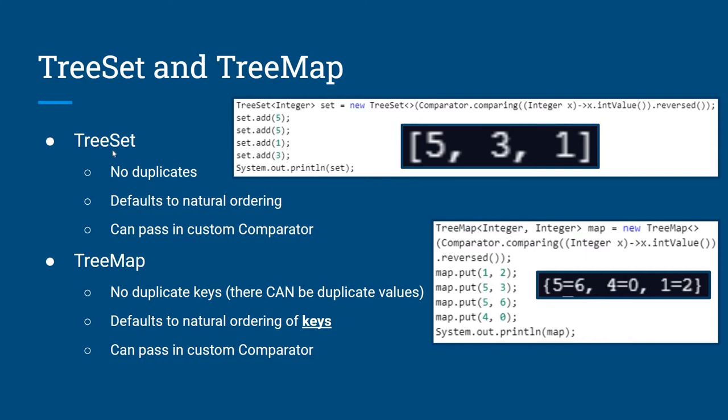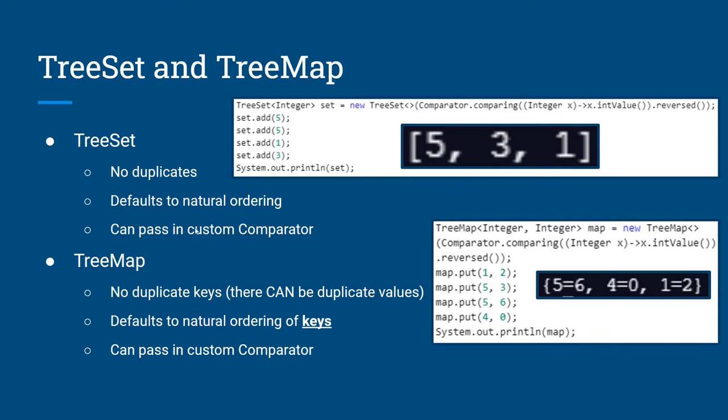TreeSet is very similar to HashSet in that sense, but a TreeSet also adds ordering. So not only do you have no duplicates, but you also have it defaulting to natural ordering. So if you have a TreeSet of integers, and you add all these integers to the TreeSet and print it out, it will be in order. If I pass this in with a regular TreeSet and print it out, it would print 1, 3, 5, and it would exclude this extra 5, right?